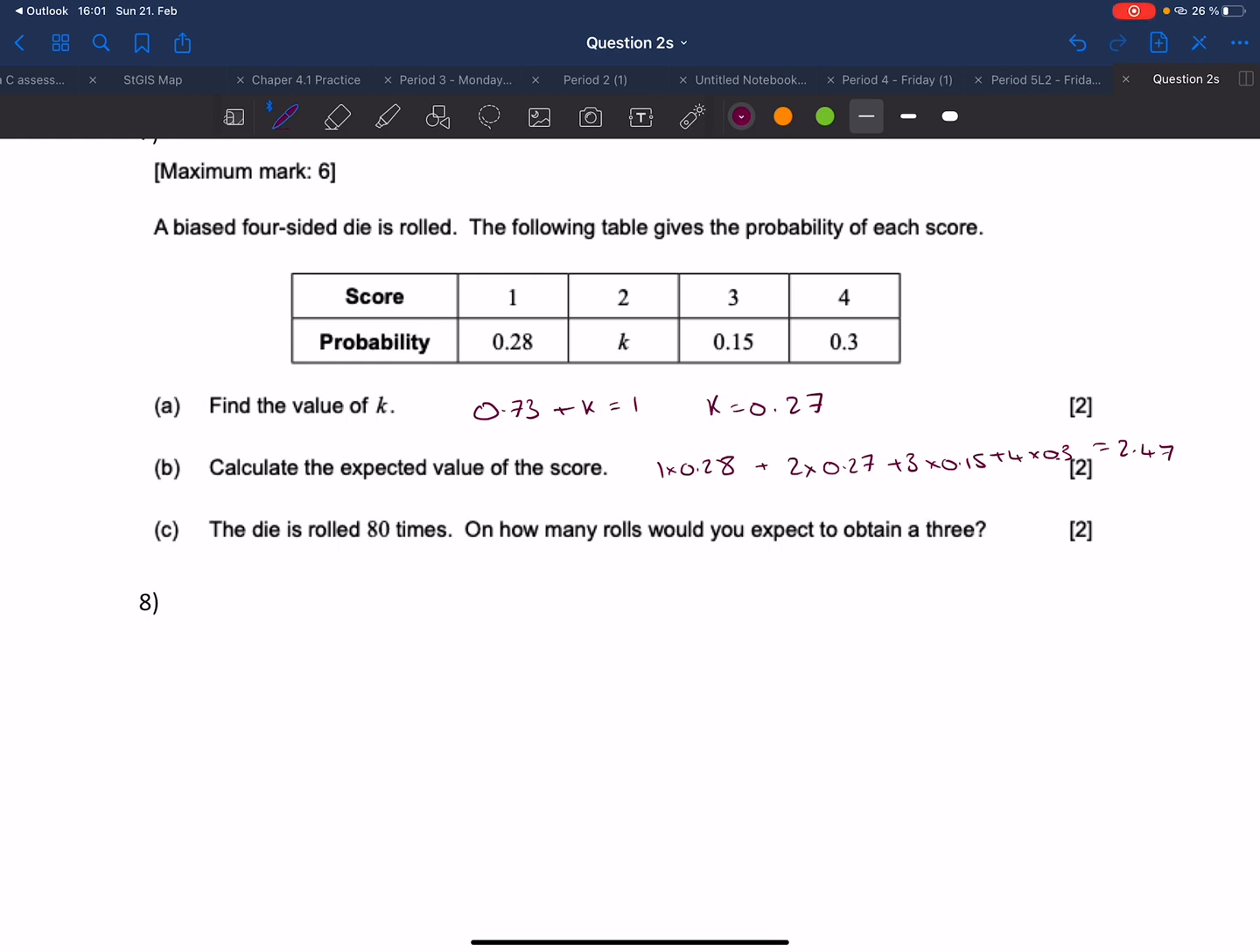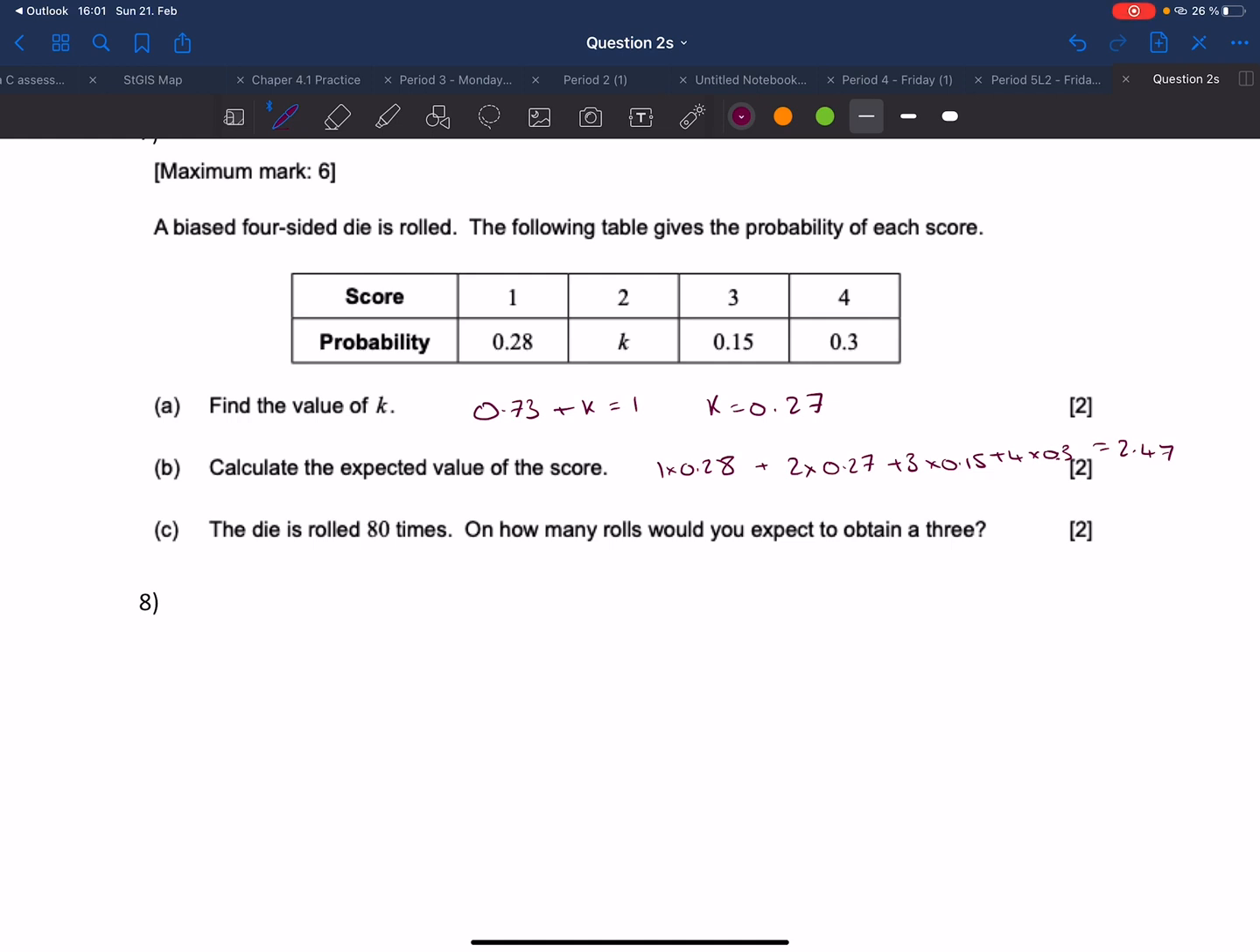Perfect. So our expected value is 2.47, and that's almost kind of saying like on average when I roll this dice I'm going to get 2.47. I appreciate that doesn't make any sense because it's not possible to get 2.47 as you roll this dice, but that's kind of the feel of what the expected value is doing.